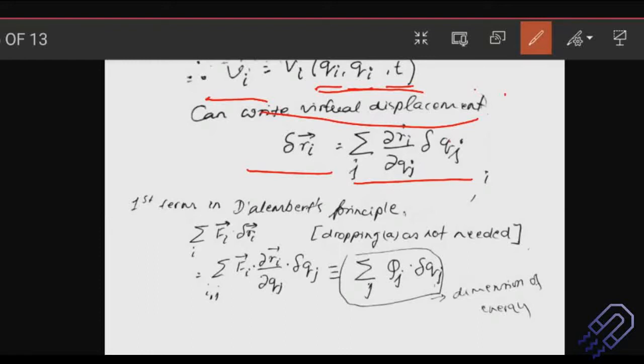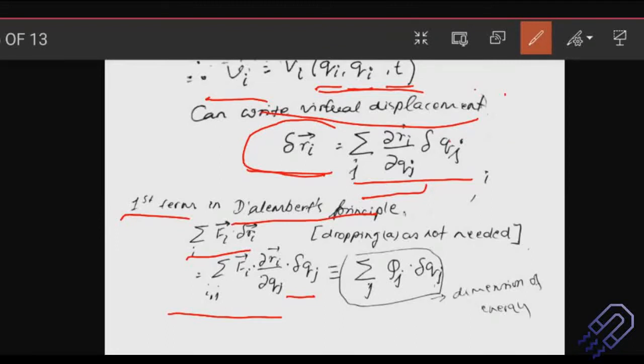So what we have here is we can write down the relation for virtual displacement now. If you remember, this is something which we have already done. And then we saw that this δr_i · ∂r_i/∂q_j will give you n cap. So can we use D'Alembert's principle now? Yes, we can. What is the first term in D'Alembert's principle? If you remember, that was nothing but F_i · δr_i. So what we can do is take the summation over i and j of F_i · ∂r_i/∂q_j δq_j, the Kronecker delta δq_j.